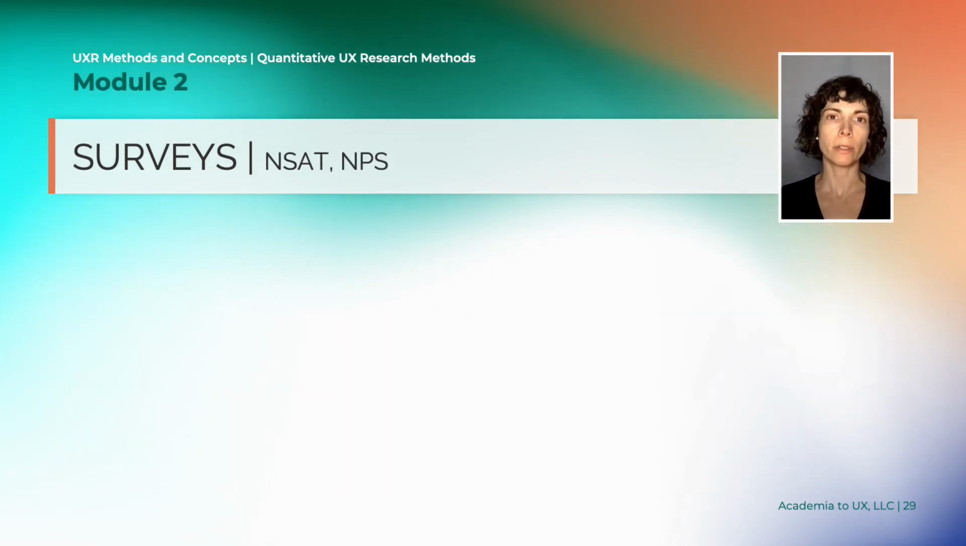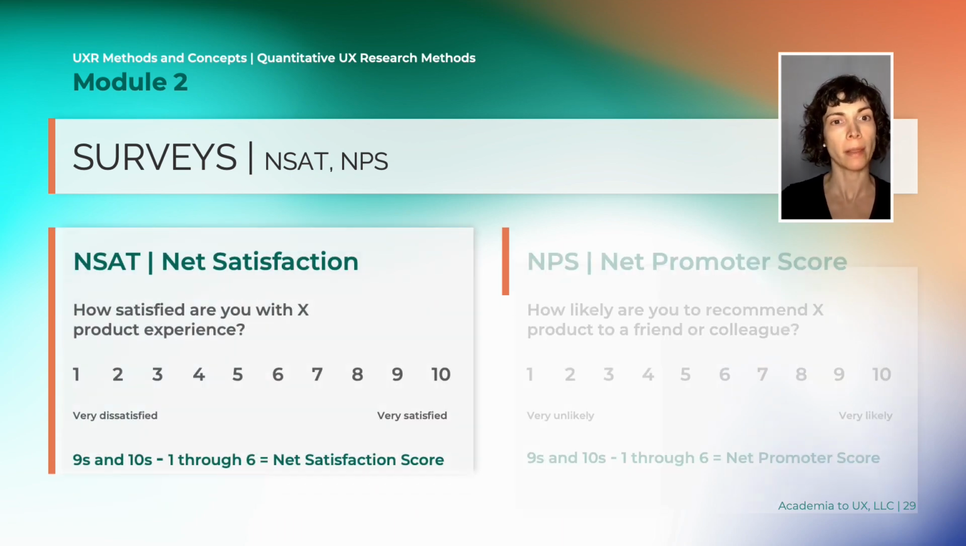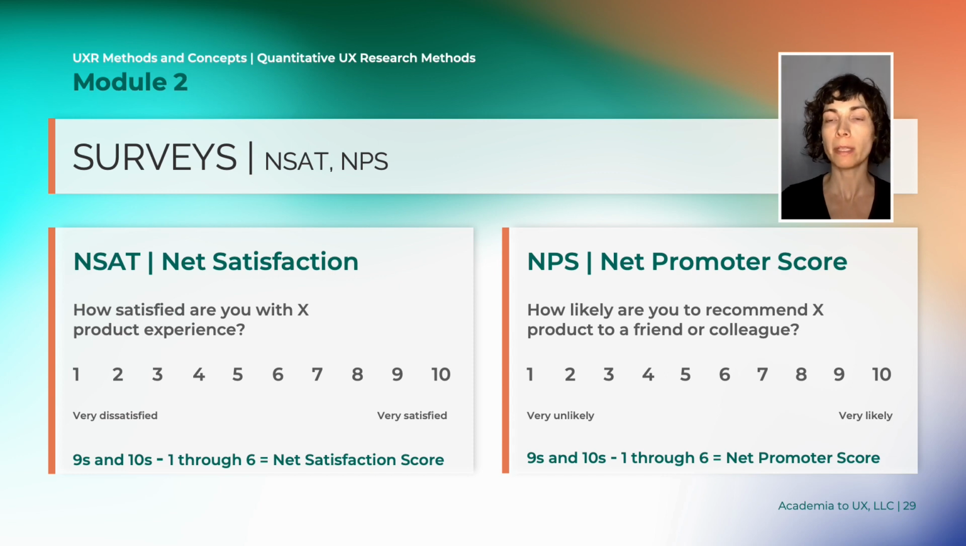Similarly structured in the nature of their questions and answer options are the net satisfaction score and the net promoter score. However, the derivation of these scores differs in that you add together the total responses of 9s and 10s and subtract from that value the total responses of 1 through 6.